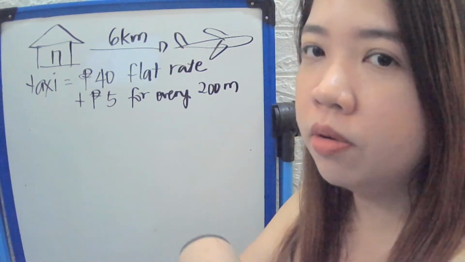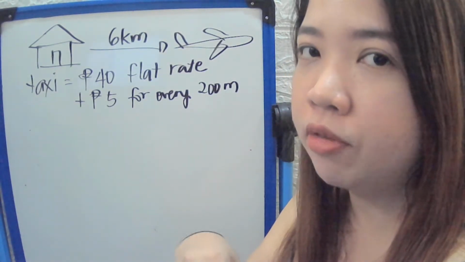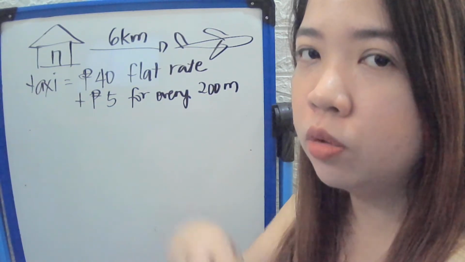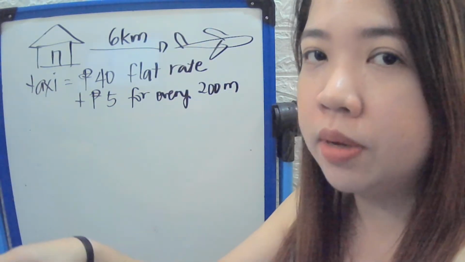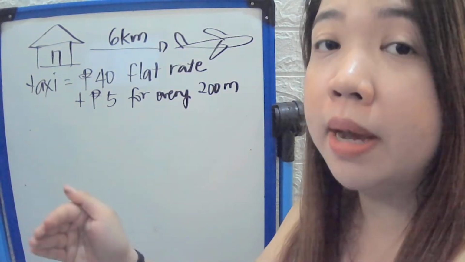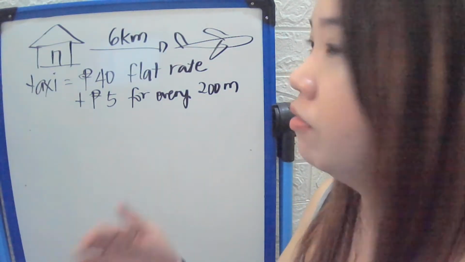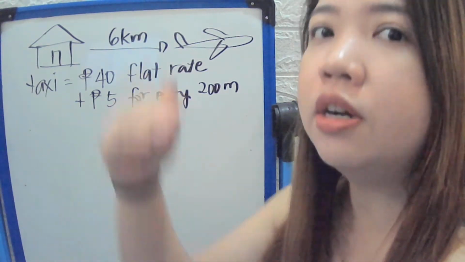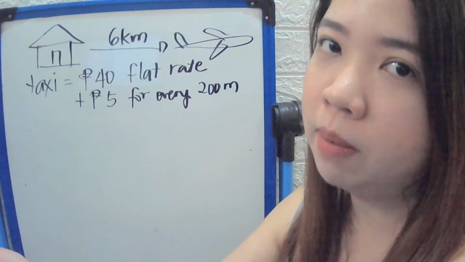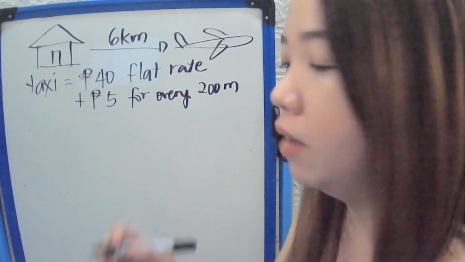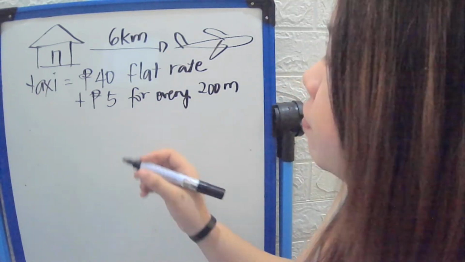So, 0 from your house, bigay ka 40 pesos. And then, 200 meters travel from your house going to a certain point, magbabayad ka na additional 5 pesos. So, magiging 45 pesos na siya. And then, another 200 meters, so additional 5 pesos ulit, so magiging 50 pesos na yung amount na bibigay mo.